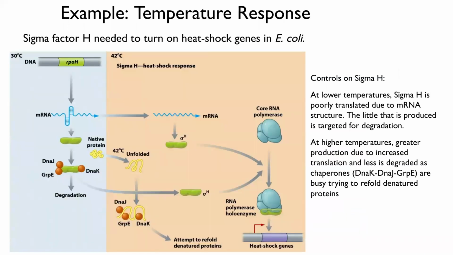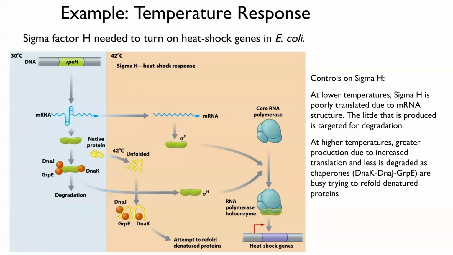Now, let's talk about an example in E. coli. Now, sigma factor H is needed to turn on heat shock genes in E. coli. Now, at a low temperature, so 30 degrees for E. coli, sigma H is poorly translated due to mRNA structure. So under very low temperatures, our sigma factor H, which is transcribed from the RpoH gene, has these kinks in it. And when it has these kinks in it, it's poorly translated, it makes poor proteins, and it's eventually degraded.